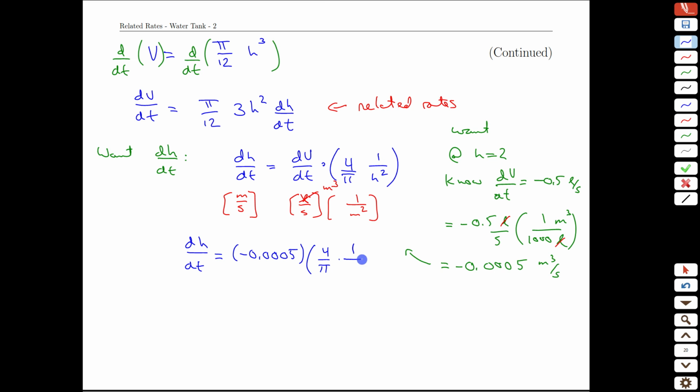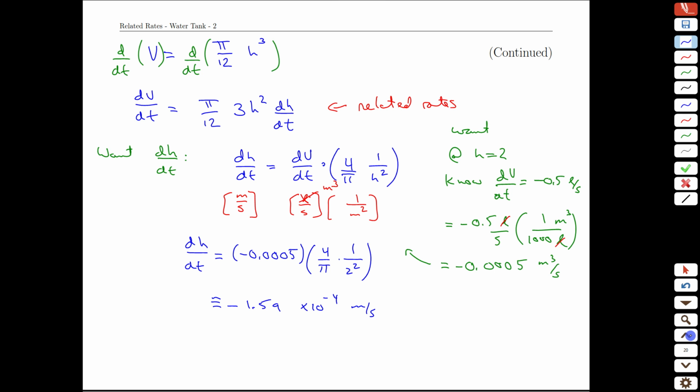We want to know when this is happening, when the height of the water is exactly 2, and then we go to our calculator. We end up with a negative value of approximately negative 1.59 times 10 to the negative 4 meters per second. All right, does that make any sense at all?